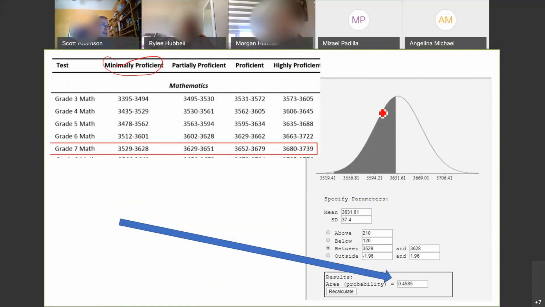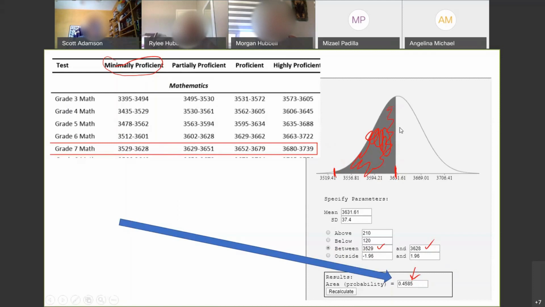So using this app over here, you'll notice that to be minimally proficient in grade 7, a student would have to score between 35.29 and 36.28. You guys will have to do this on this app: click the between option, and then enter 35.29 and 36.28. The graph will then show you 35.29 and 36.28. So all the students who scored in there are represented in this part of the bell curve, and the computer then will tell you what percentage that is.